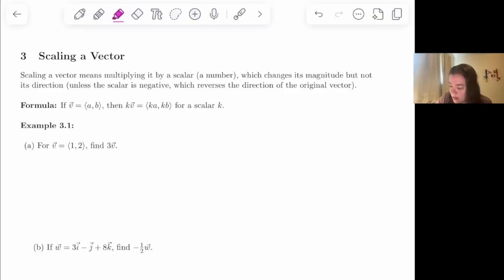That's why scaling a vector means multiplying it by a scalar, which changes the magnitude, but not the direction. However, a small exception to that. Multiplying by a scalar changes the magnitude, not the direction, unless the scalar is negative. If you multiply by a negative scalar, that reverses the direction of the vector. And we'll take a look at what that means here. A little formula up here on how to multiply by a scalar, but again, if I teach you by example, usually that's a little bit easier way to learn than reading math definitions.